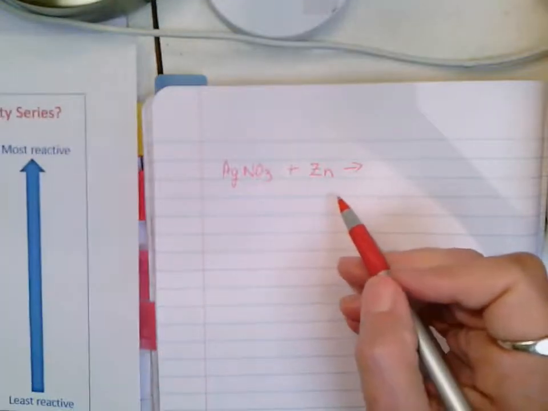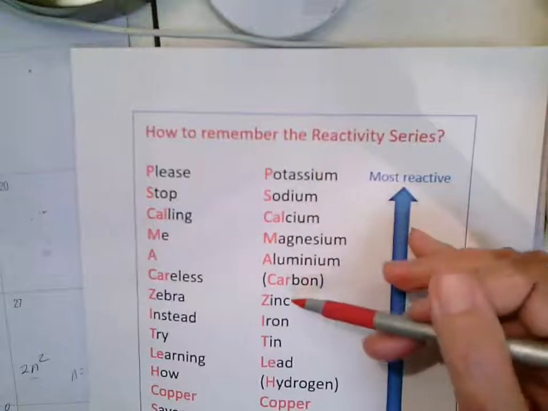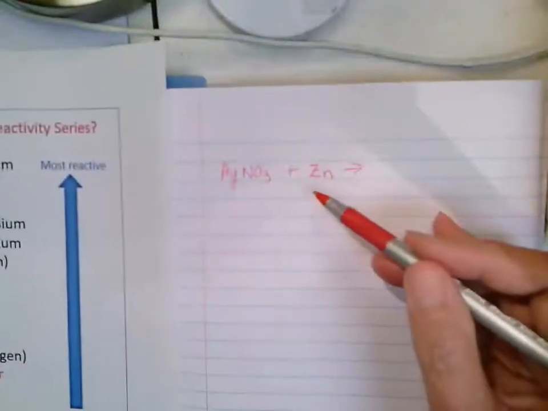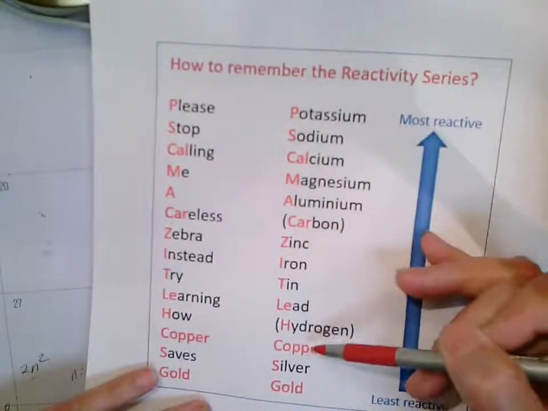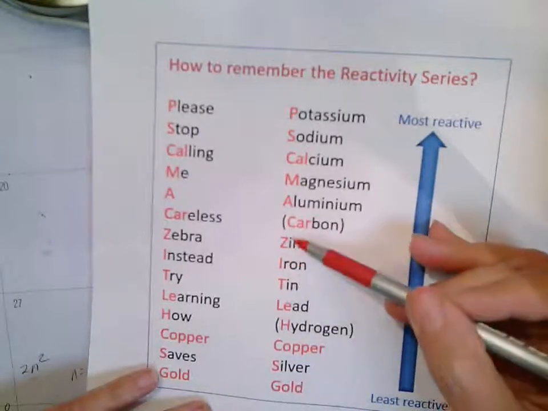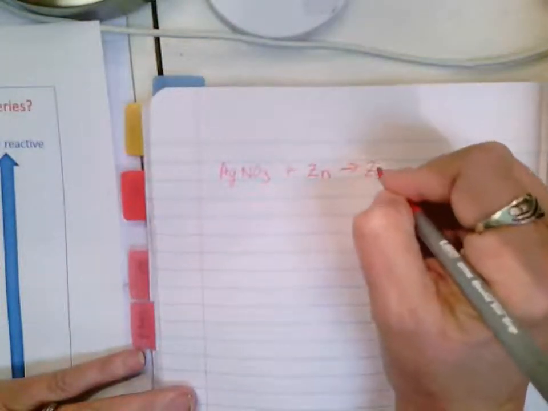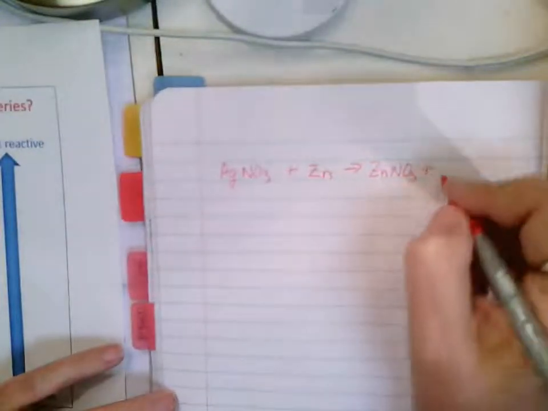And when I look at my two, here's potassium and here's zinc. So zinc and silver. Zinc is higher on the list than silver, so zinc could replace silver. And so this reaction would occur, and I would get ZnNO3 plus Ag.